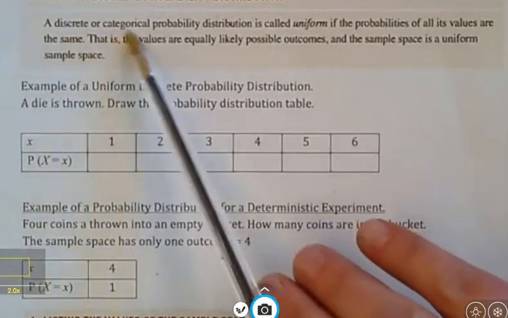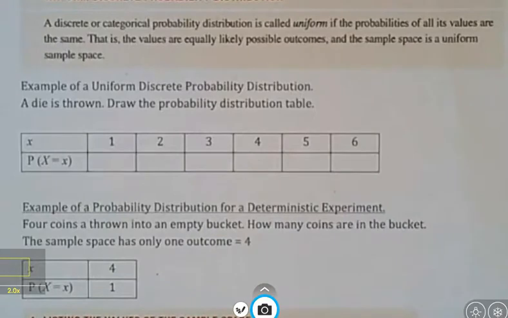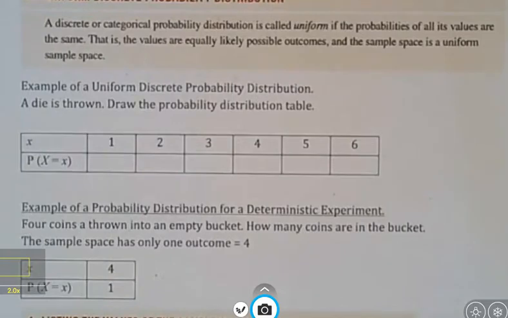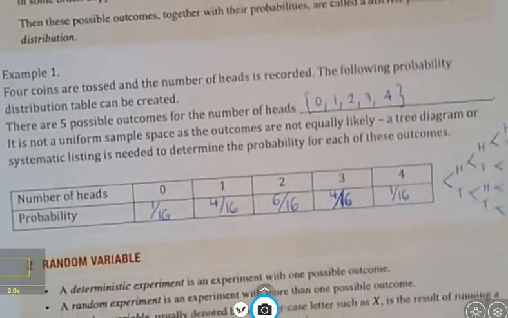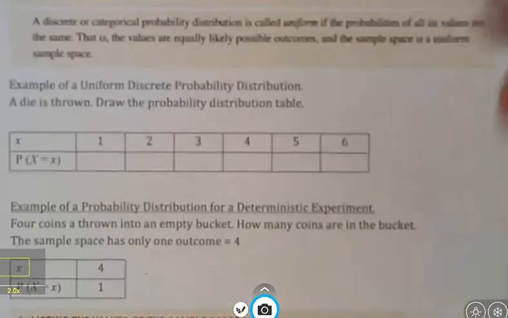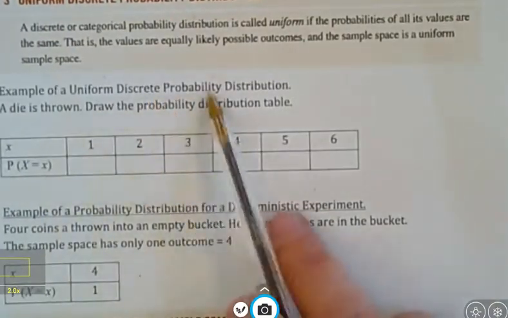Now, we saw this before. A discrete or categorical probability distribution is called uniform, if the probabilities of all its values are the same. Be careful here. The example that we did was not a uniform probability distribution because all the probability values are different. So here is an example of a uniform discrete probability distribution.